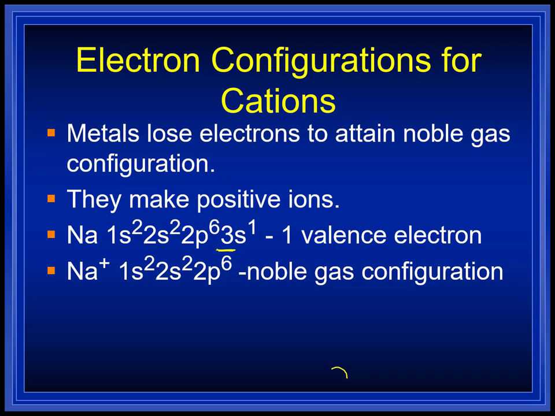This is how we explained it last chapter. It's a pain to write those long configurations out. I mean, it even would have been a pain to do it the shorter way, that sodium is Ne 3s1. So the Na+ ion would be the electron configuration of neon, a noble gas electron configuration. But still, that's a lot to write. Dots make it easier. So here's how you do it with dots.